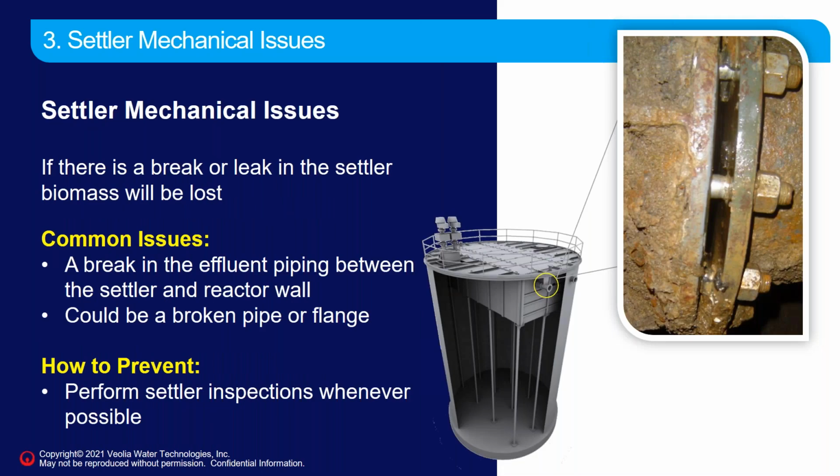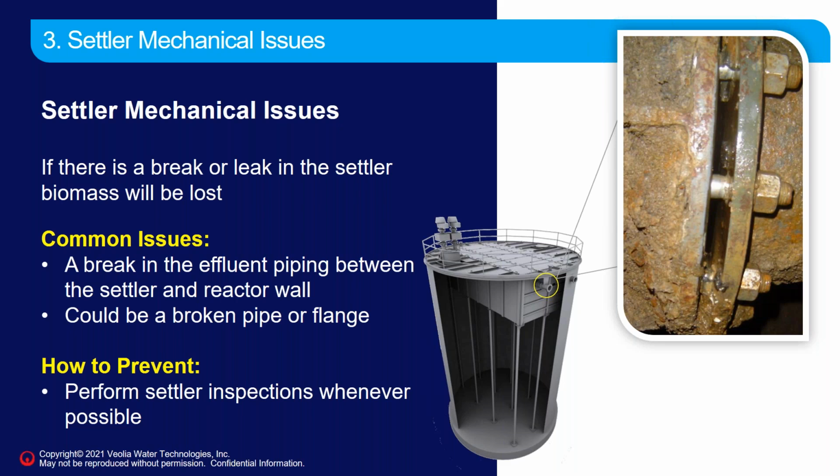Mechanical issues could also be the cause of sludge loss in the settler. So, is there a break or a leak in the settler? The settlers in pretty much all of our tanks are connected from the settler wall to the tank wall with piping or flanges, and this is a common area where you can get a leak. We've seen many plants where just a small leak in this flange or this pipe can result in significant sludge loss, because the sludge just finds the easiest path, the path of least resistance, and gets out of the tank.